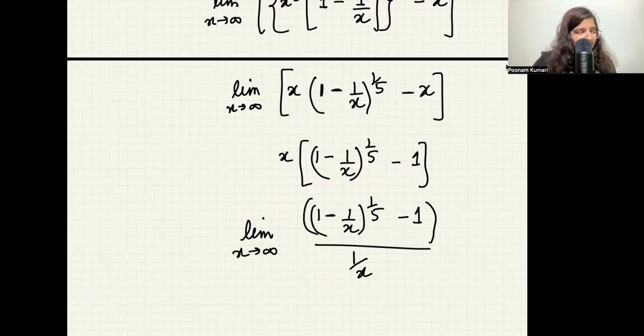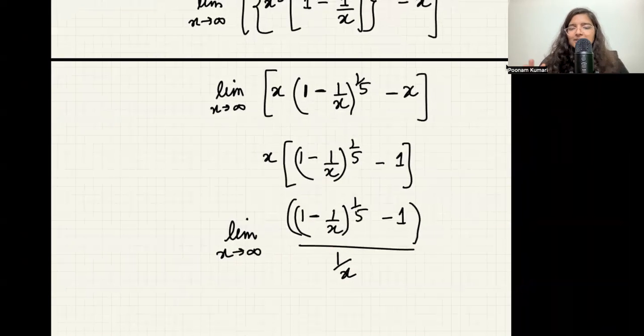Here I see, as x is tending to infinity, 1/x will tend to 0. So this number is 1 raised to the power 1/5, which is 1. 1 minus 1 is 0. And 1/x is also tending to 0 as x is tending to infinity. So I have a 0/0 form here, right? Now to this form, I can apply L'Hopital's rule.